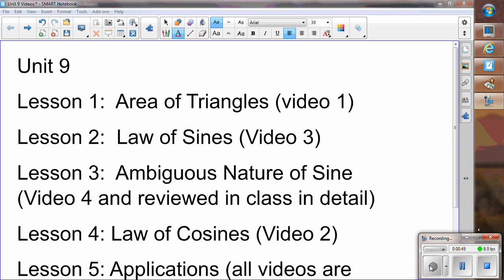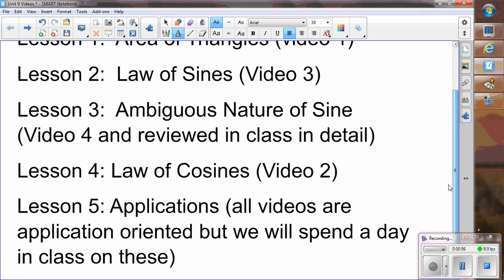Concluding this entire unit will be lesson 5, the applications, and all the videos are actually application oriented, but we're going to spend a day in class just looking at applications and choosing which formula best fits our needs. And then we will conclude with a review and a test.